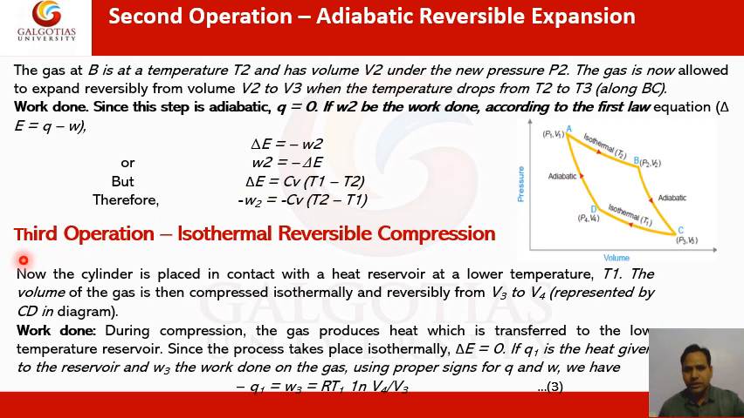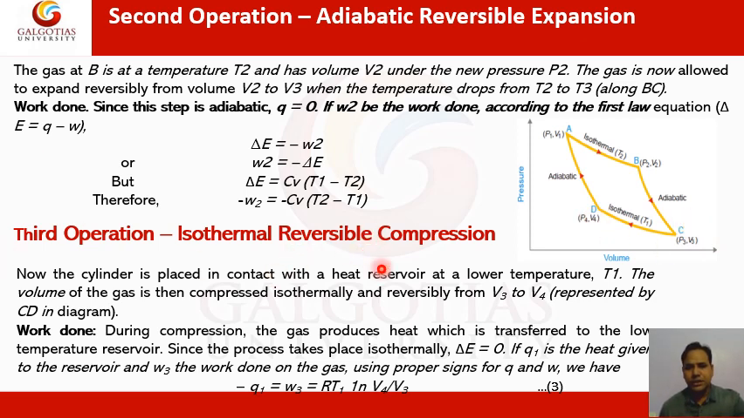Now the third operation, isothermal reversible compression. The cylinder is placed in contact with a heat reservoir at lower temperature T1. The gas is then compressed isothermally and reversibly from V3 to V4, represented in the CD diagram here.